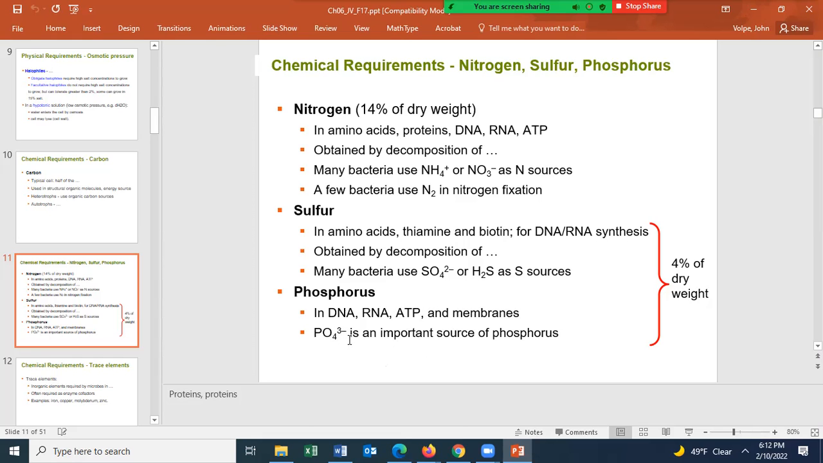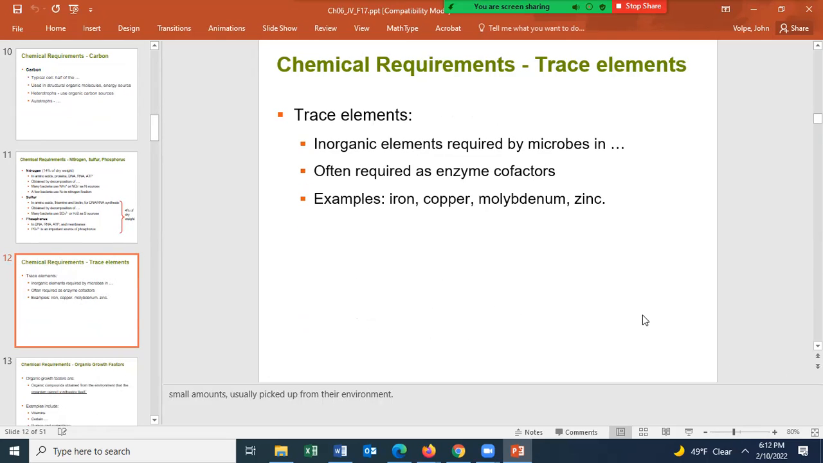We get most of our phosphorus from the food we eat, like milk and meat have phosphorus in it. Trace elements are inorganic elements required by microbes in order to survive. They require these trace elements in small amounts. Usually trace elements are just picked up from the environment.